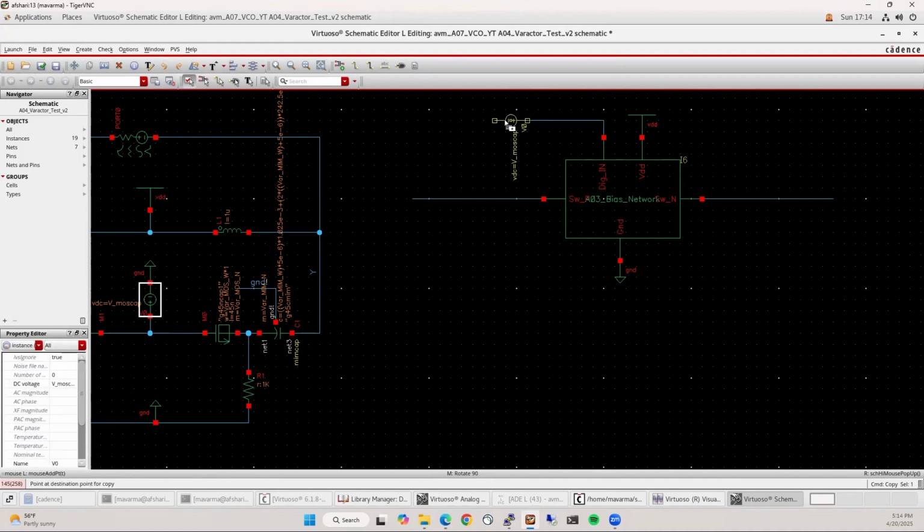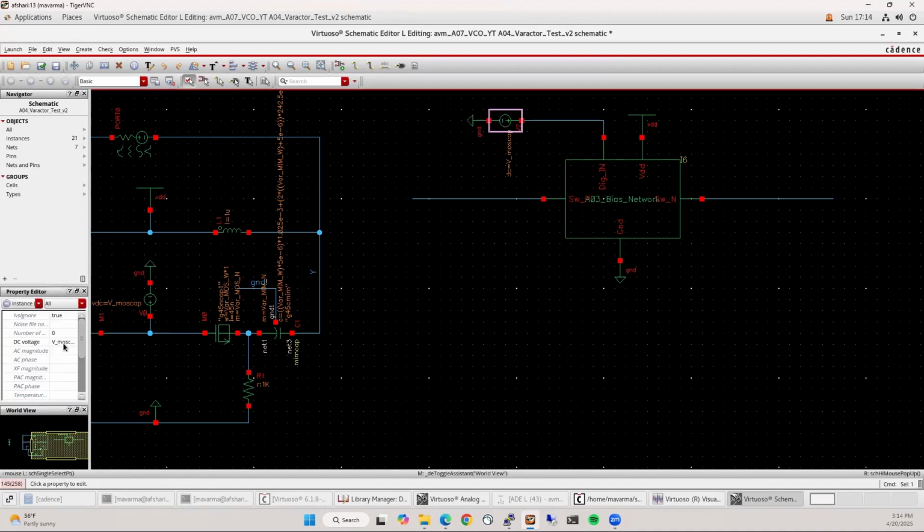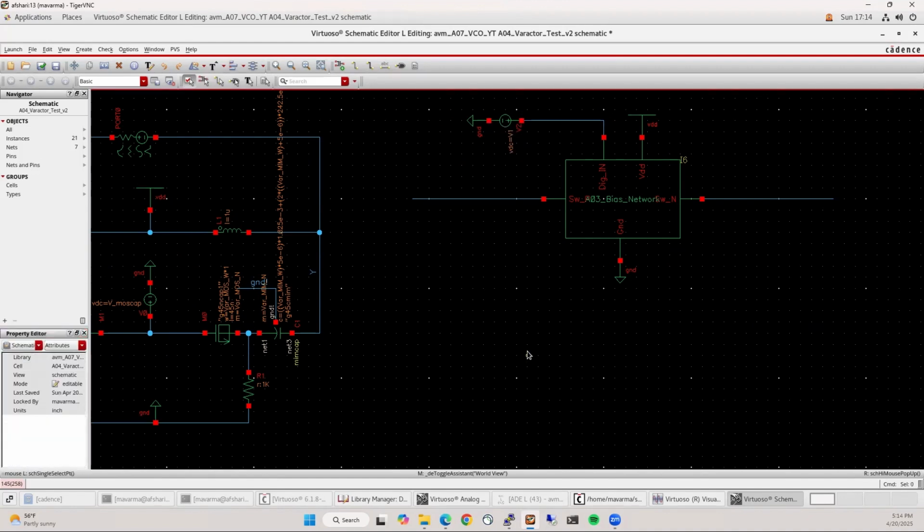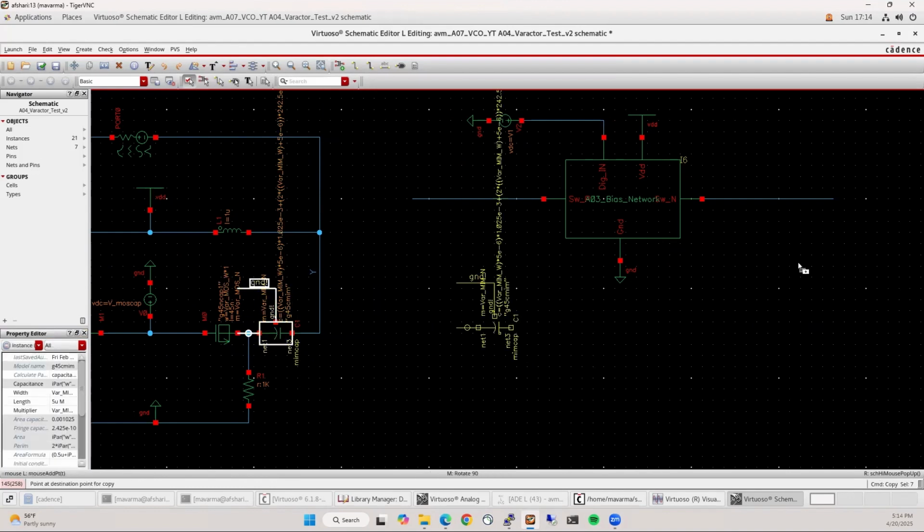Our VC signal. Right now, I'm just going to use the digital signal, digital control, as a voltage source. Call this V1. And I also want to put these mask caps down here.